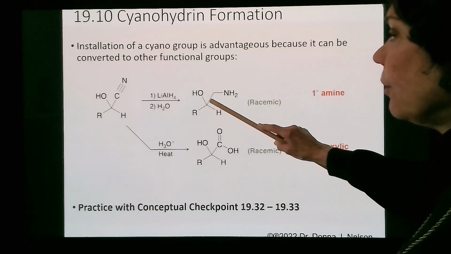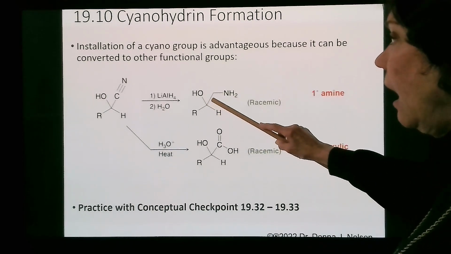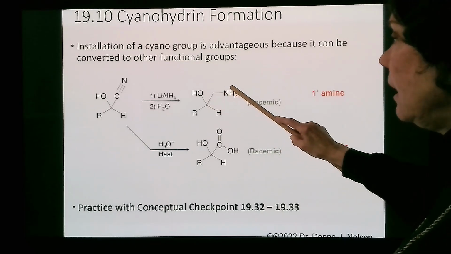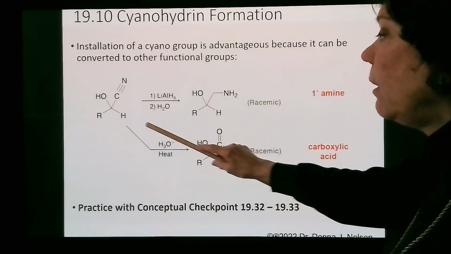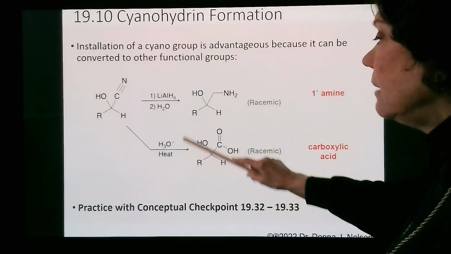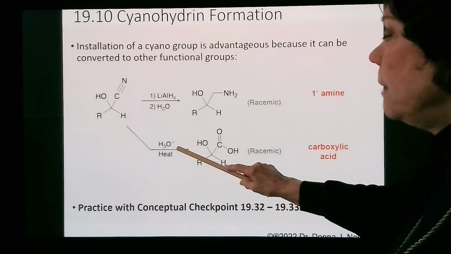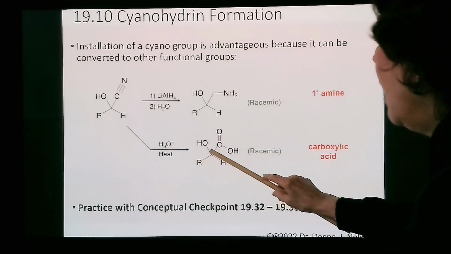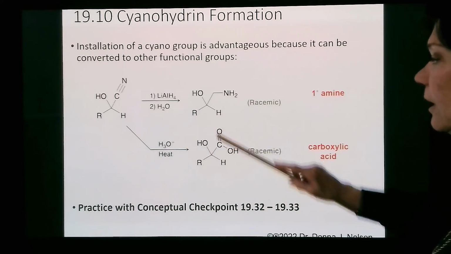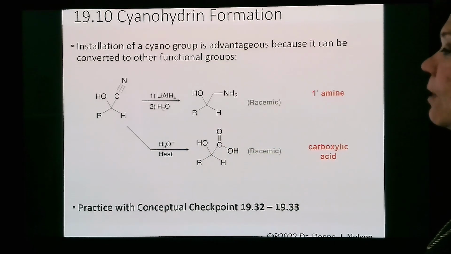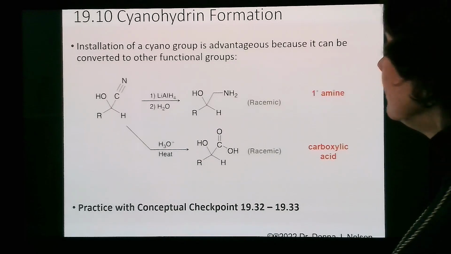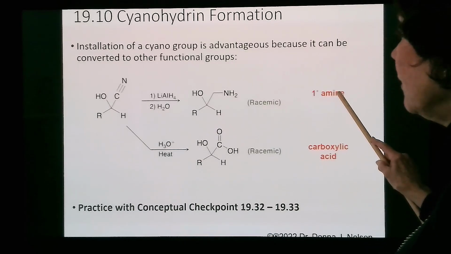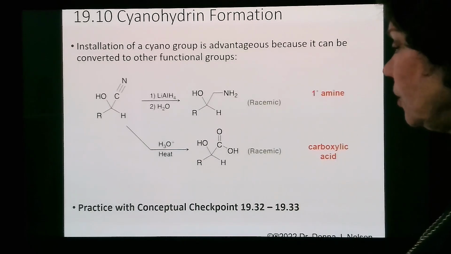The cyano group can be changed to give you an amino group, or it can be reduced to the amino, or it can be hydrolyzed to give you the carboxylic acid. So you have some flexibility here. This is the primary amine. This will be the carboxylic acid.